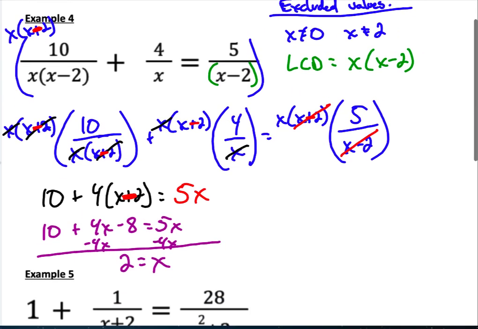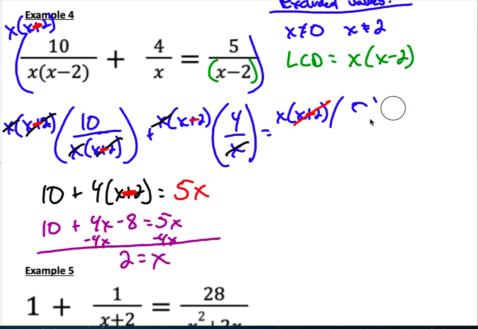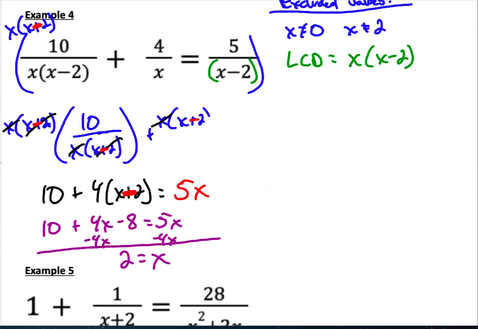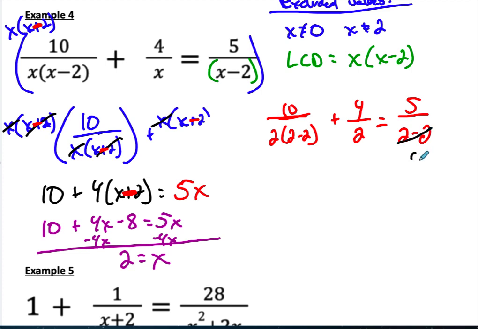Now, my last step is always to go back and check my solution. So I'm going to plug 2 back into my problem. So I have 10 over 2 times 2 minus 2, plus 4 over 2, is equal to 5 over 2 minus 2. Well, two things should occur to you right now. One is 2 minus 2 is going to give me a 0, and 0 times 2 is still 0. So I'm going to get a 0 in my denominator. So clearly this answer is not going to work out.